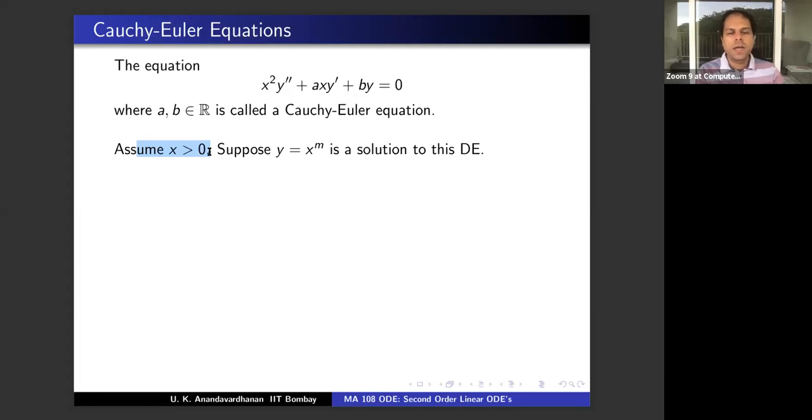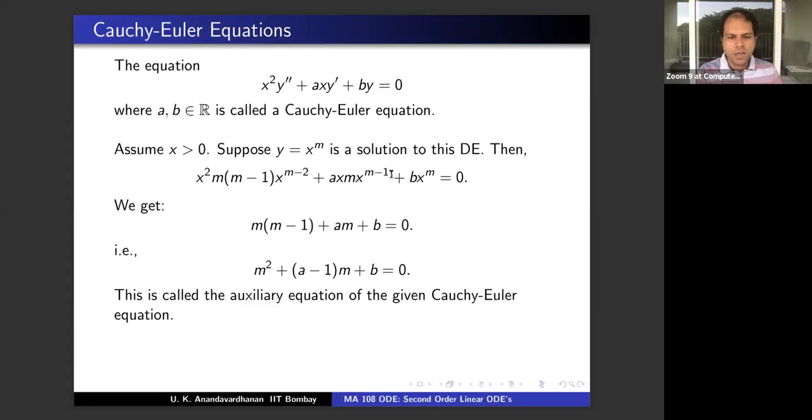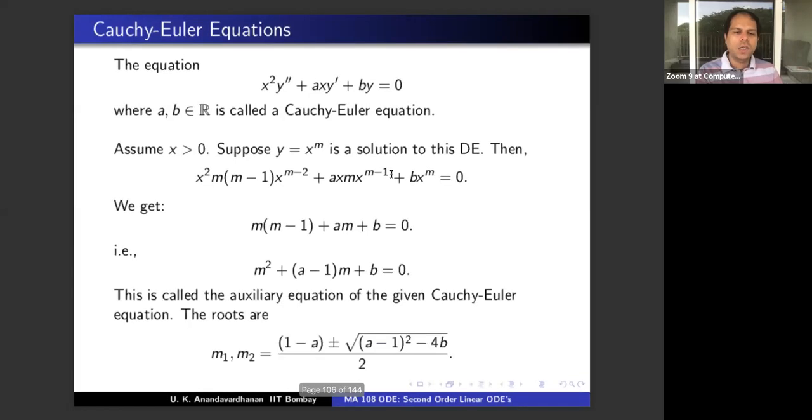Assume y equals x power m is a solution. When you plug it in, you get a quadratic in m again. Because x is positive, you can cancel x power m. Or if x is negative also, you can do the analysis. x should not be 0. As long as x is not 0, you can cancel this. You get a quadratic in m, and you can find its roots. This is the auxiliary equation or characteristic equation or whatever you call it. The roots are given by the usual formula, minus b plus or minus root of b square minus 4ac by 2a. So you have got this.